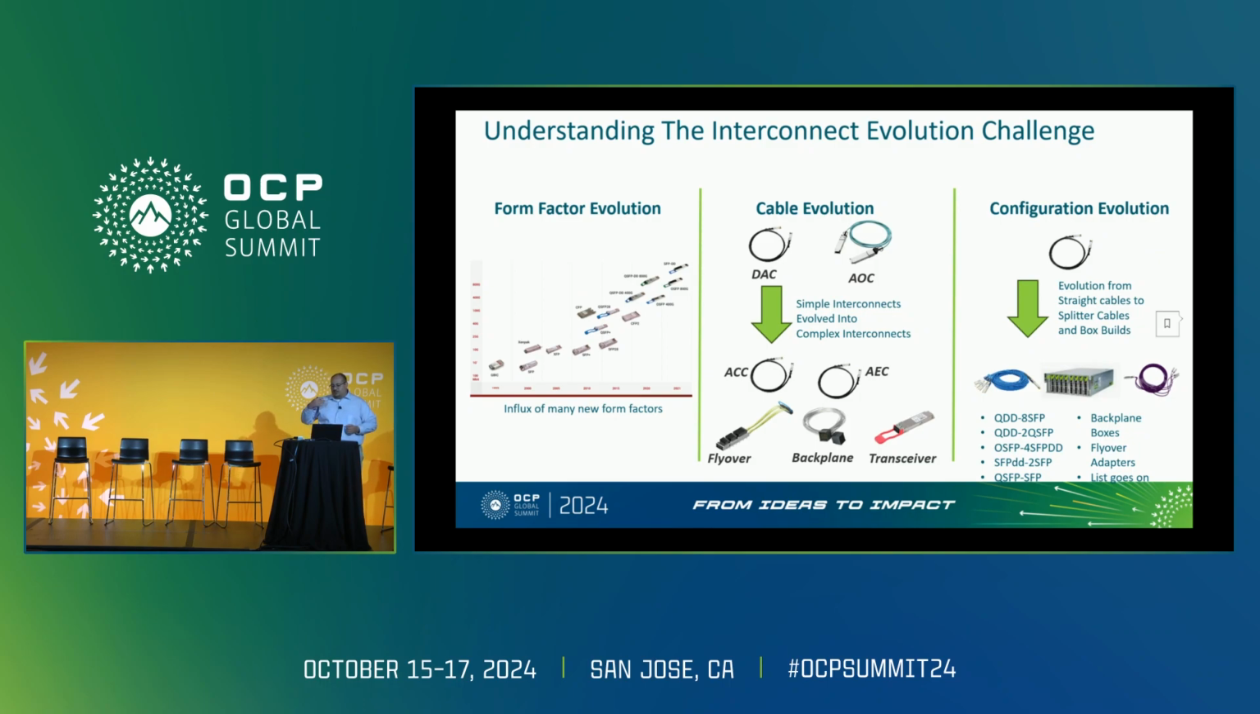When we think about earlier before, it was DACs and AOCs, but now these interconnects have turned into very complex interconnects. So, ACCs, AECs, flyover, backplane, transceivers, these are all things that have proliferated over the last 5 years or so. And then even when we go a step further, thinking about configurations.